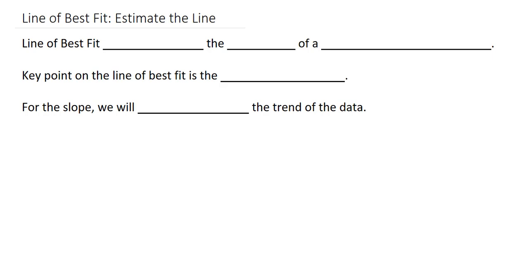Line of best fit. Estimate the line. So the line of best fit really estimates the trend of a scatter plot. So things we've done before, but now we're going to draw a line through it all.